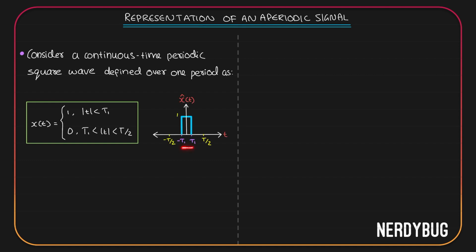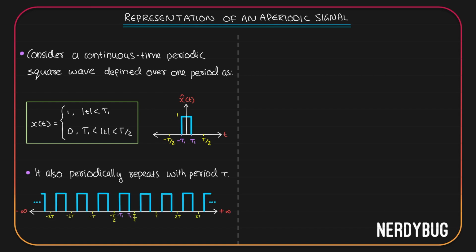Between minus t1 and t1, it is 1. Between minus T by 2 and minus t1, it is 0. Between t1 and T by 2, also it is 0. I have called it x prime of t because it is only one period of our signal x of t. x of t is also periodically repeating with a time period T, so the actual signal x of t will look like this. It repeats at every multiple of T.